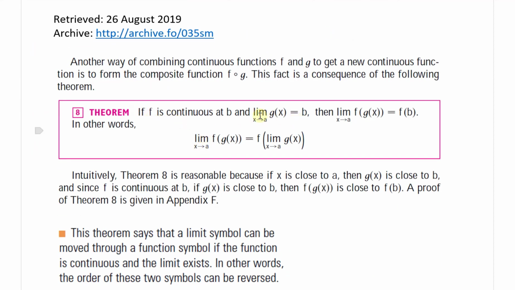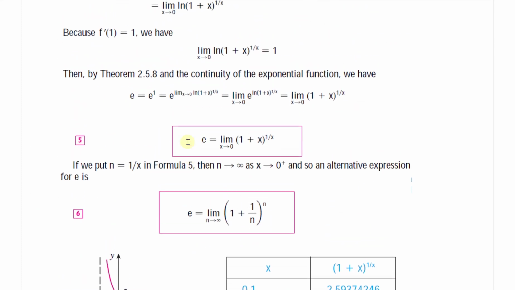If f is continuous at b and the limit as x approaches a of g(x) equals b, then the limit as x approaches a of f(g(x)), in other words a composite function where we plug this function inside this function, equals f(b). So when you have a limit like this, you could plug the limit inside. The limit of f(g(x)) is equal to f of the limit of g(x). Fascinating stuff like that, and they use that in here.